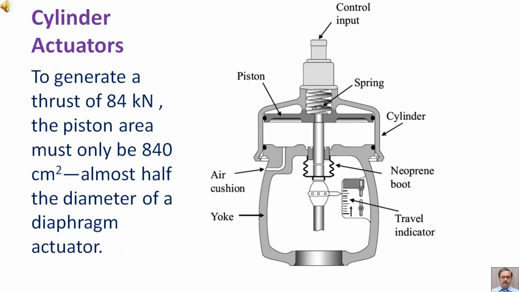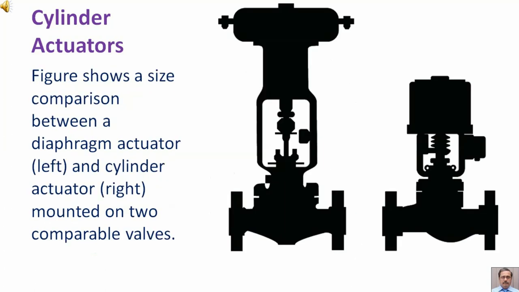To generate a thrust of 84 kN, the piston area must only be 840 cm², almost half the diameter of a diaphragm actuator. Figure shows a size comparison between a diaphragm actuator, left, and a cylinder actuator, right, mounted on two comparable valves.